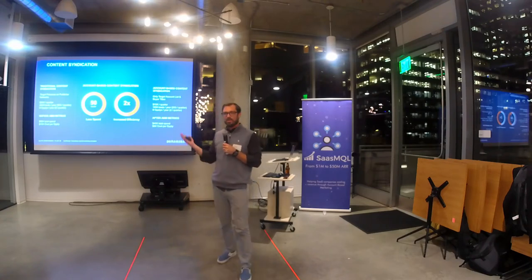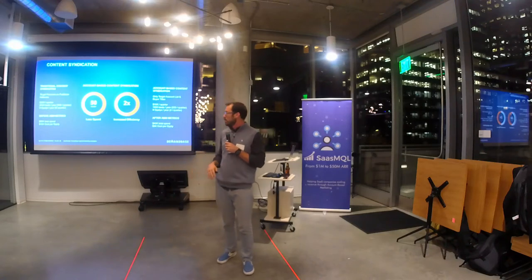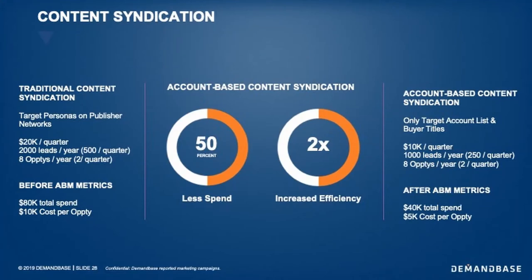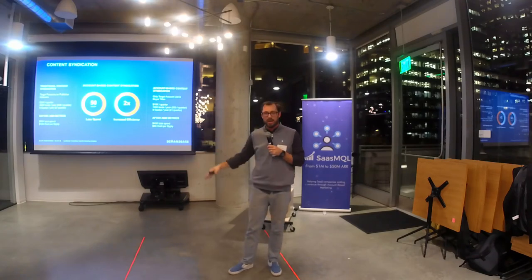So I implemented that with them, and you can see a bunch of numbers here as well. We were spending $20,000 a quarter, getting 500 leads a quarter and roughly two opportunities out of that. Now we're only getting 250 leads and only spending $10,000, and we're still getting the two opportunities. So right away my numbers flip: my spend was cut in half and my cost per opportunity was cut in half as well.